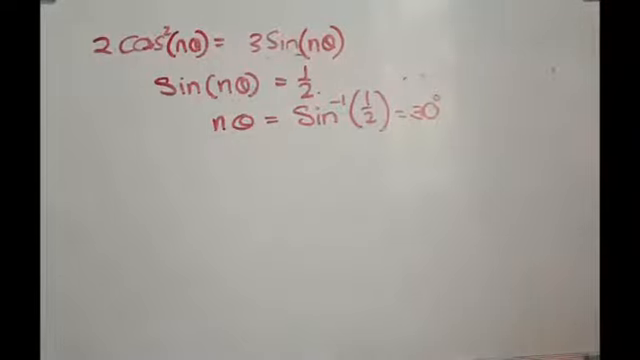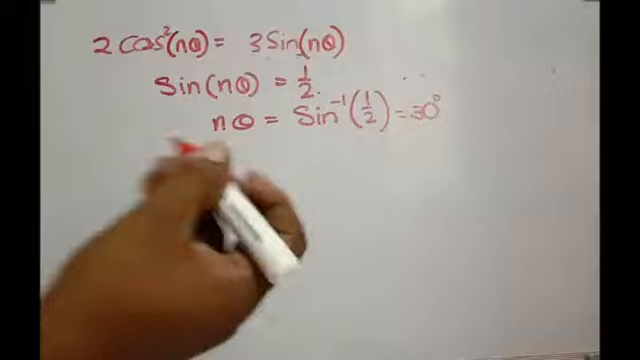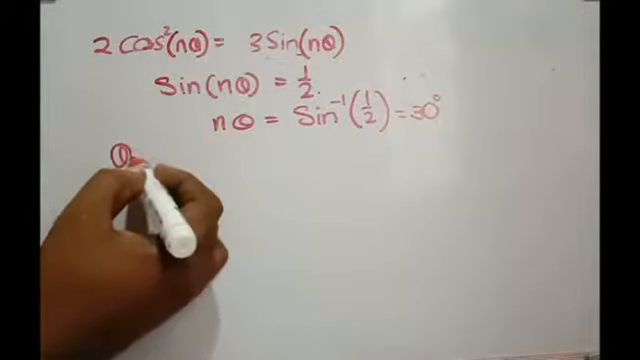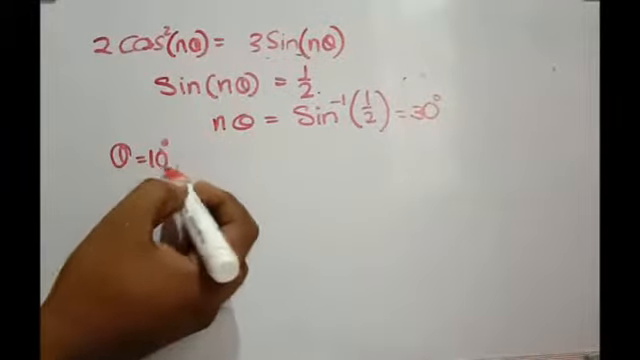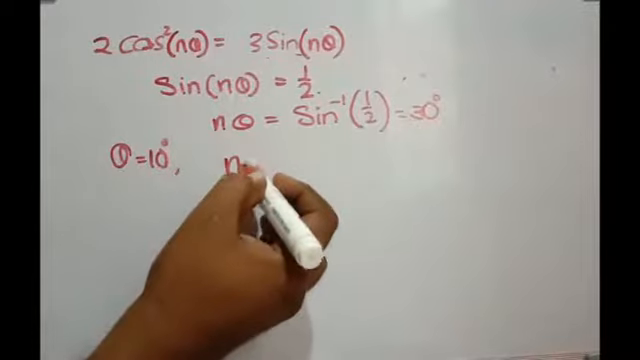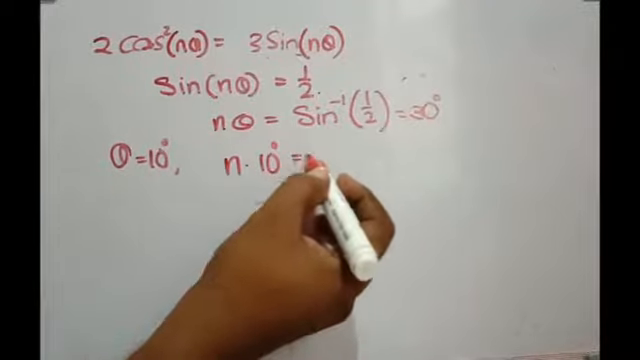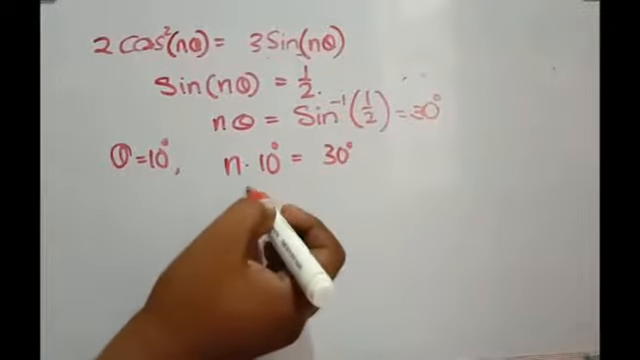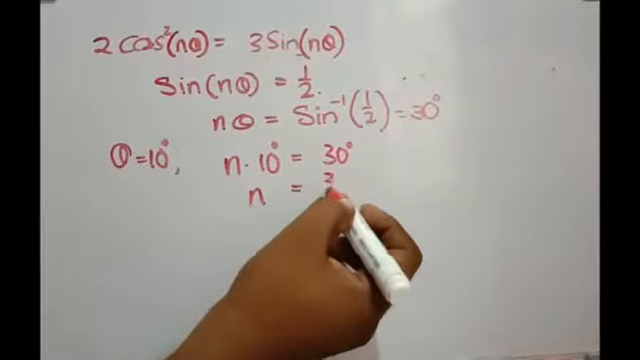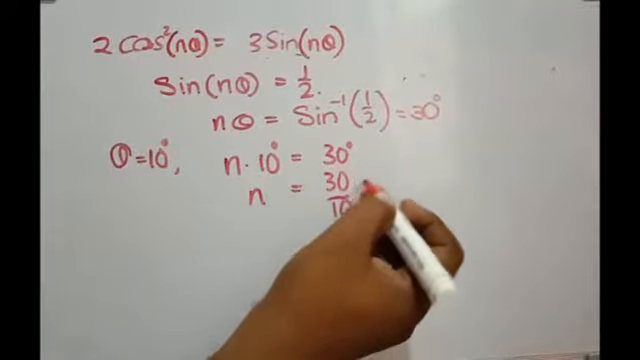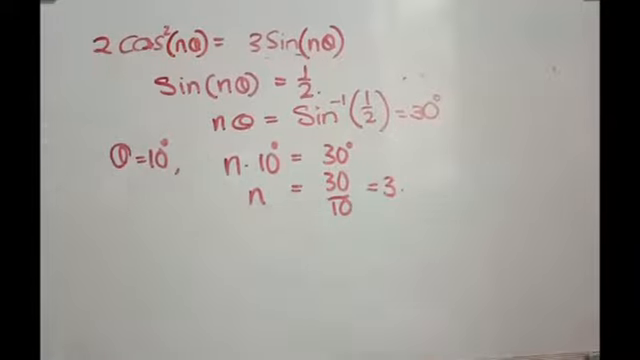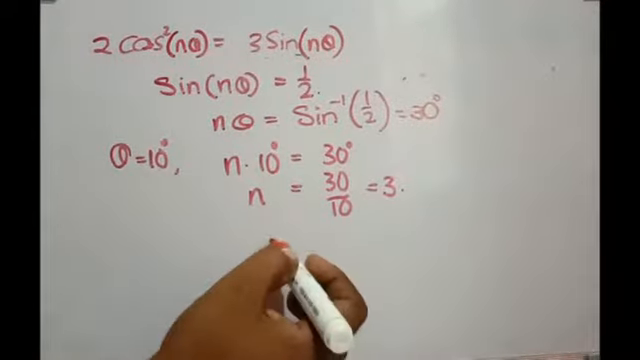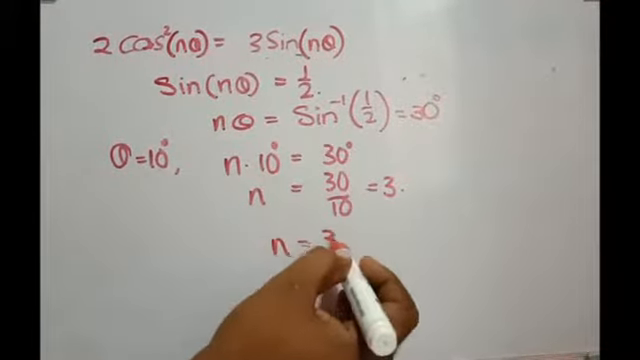Okay, but in the question it's given that the smallest angle so formed is 10 degrees. So if you replace this theta as 10 degrees, we get n into 10 degrees is equal to 30 degrees, or n is equal to 30 divided by 10, which is equal to 3. So we get the value of n as 3.